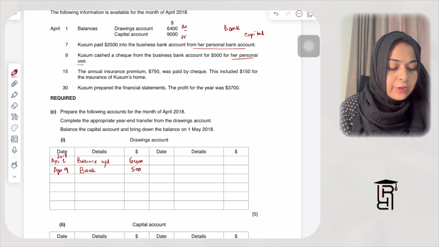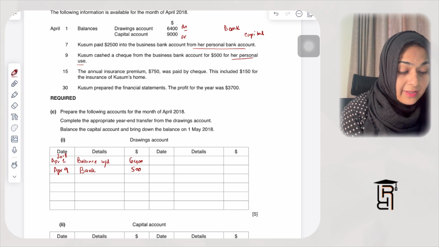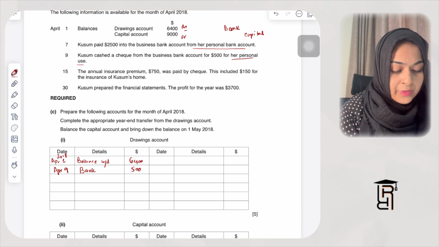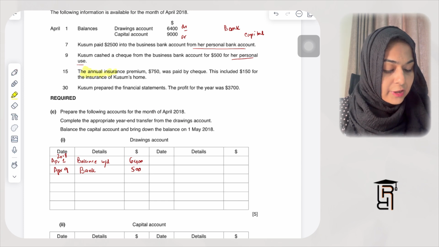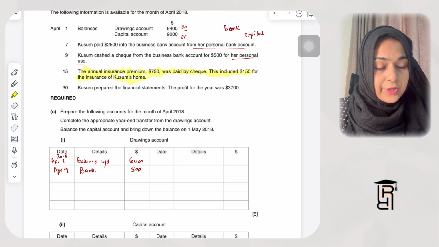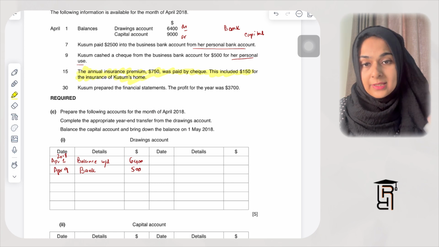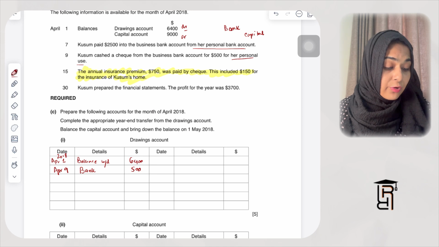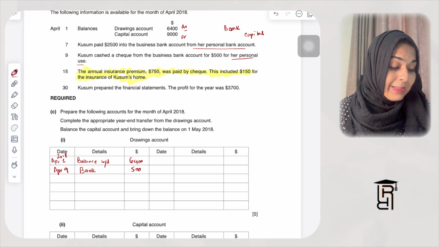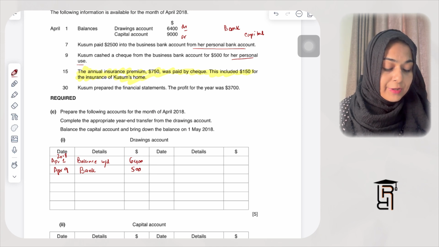Then they're saying the annual insurance premium 750 was paid by check. This included 150 for the insurance of Kusum's home. So this is very interesting because the insurance of Kusum's home means that this is going to be drawings, right? Because we are not supposed to pay our personal expenses from the business bank account, and if we do that, we need to treat it as drawings. So 150 is basically going to be transferred to the drawings account.